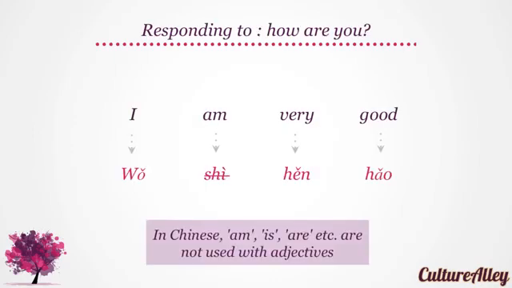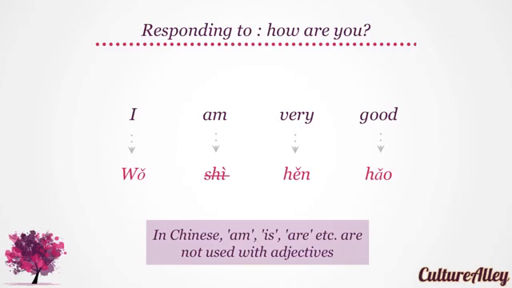Let's start with I am very good. Let's break up the sentence into individual words and see what we get. I translates to 我. Very translates to 很, and good translates to 好. Am literally translates to 是.